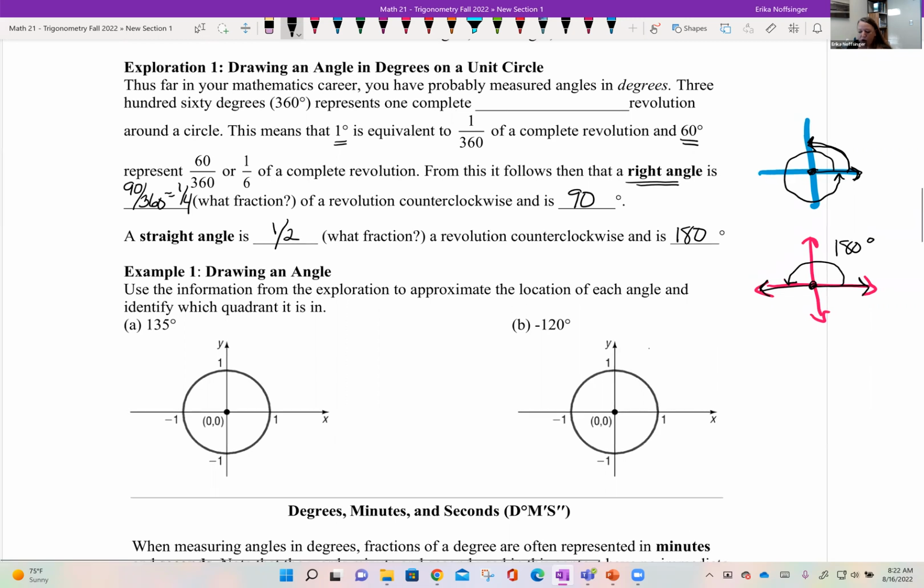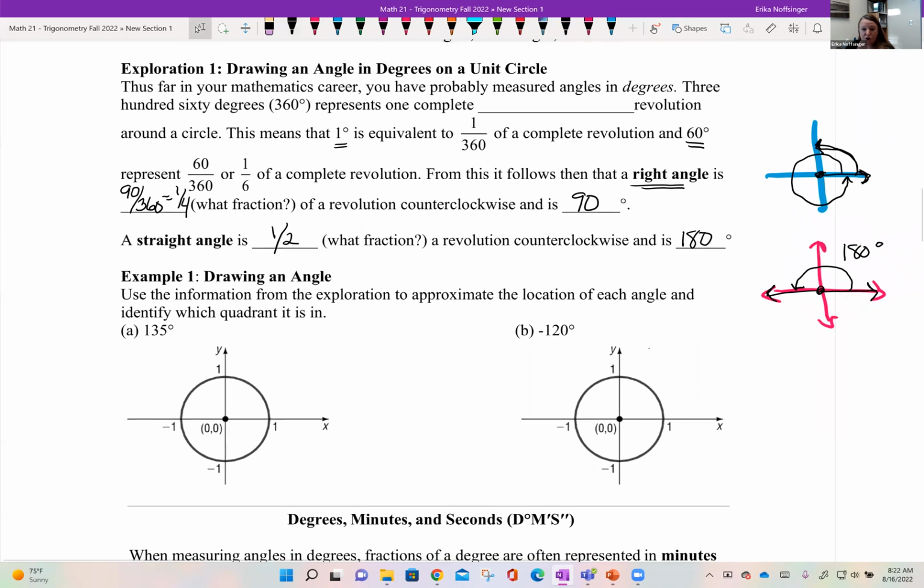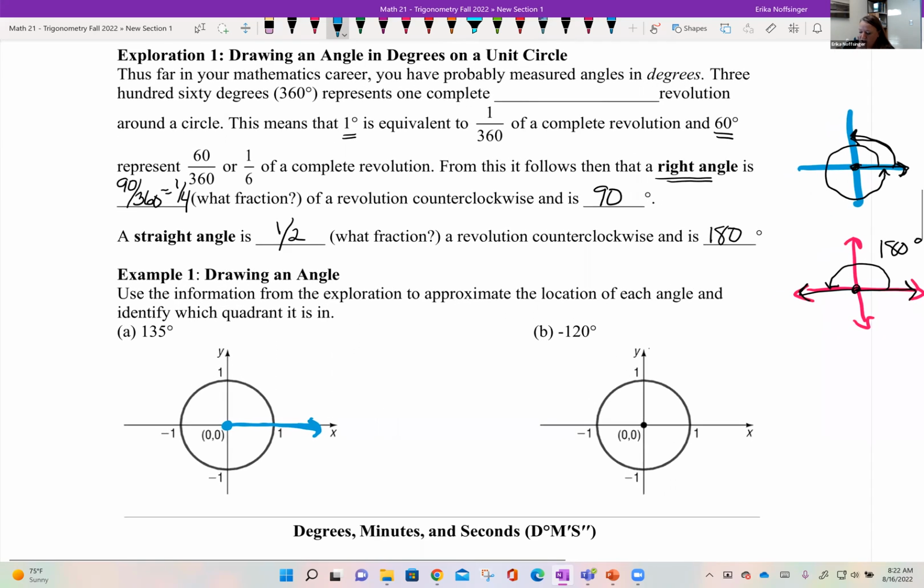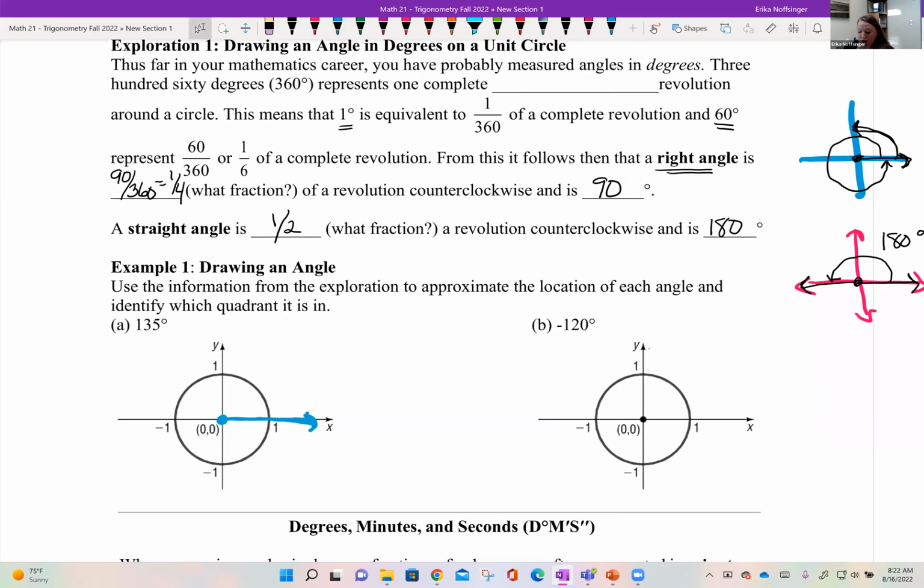Okay, so it's important to be able to draw our angles. We're going to be doing that over and over again for a lot of this course. And so again, a lot of the times we're going to start on the XY axis, and we're going to have our initial side on the positive x-axis. So we want to look at the following, and we want to identify which quadrant it is in and draw our angle.